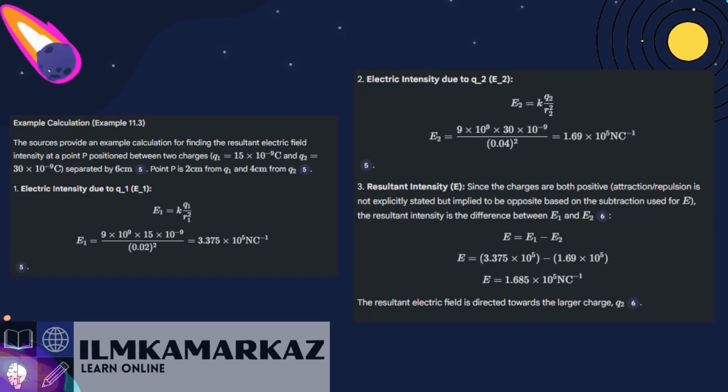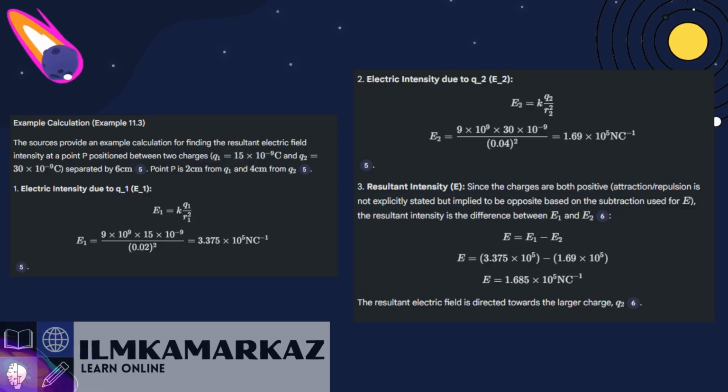Example. Calculation. Example 11.3. Find the resultant electric field intensity at a point P positioned between two charges. Q1 equals 15 times 10 to the power of negative 9 coulombs, and Q2 equals 30 times 10 to the power of negative 9 coulombs. They are separated by 6 centimeters. Point P is 2 centimeters from Q1 and 4 centimeters from Q2.